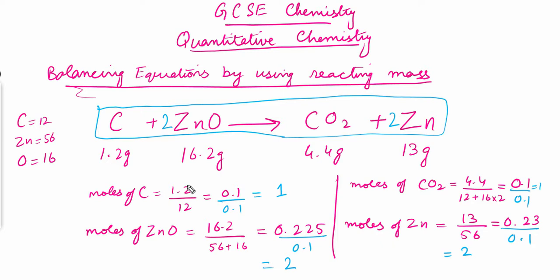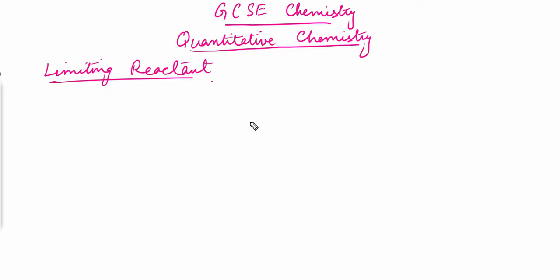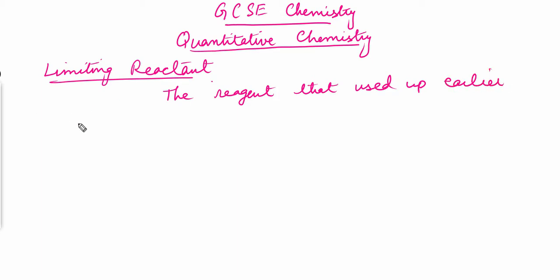Now the next thing that we have to discuss is the concept of the limiting reactant in a chemical reaction. So let me just erase it and then we'll move on to that. Alright, so limiting reactant. Limiting reactant is basically the reagent that is used up earlier in a chemical reaction.